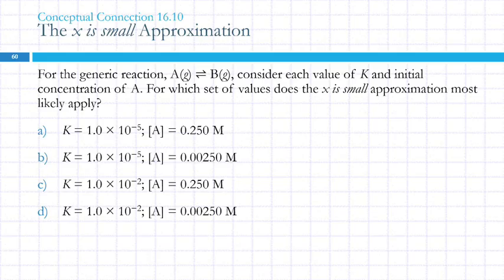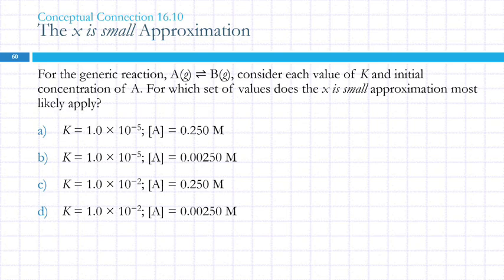Okay, so this one's conceptual. Generic reaction, A goes to B. We're supposed to look at the values of K and the values of the initial concentrations and find out which set of values will most likely work with X is small. So we've got two different values for K, 10 to the minus 5 and 10 to the minus 2. What's going to be more favorable for X is small?